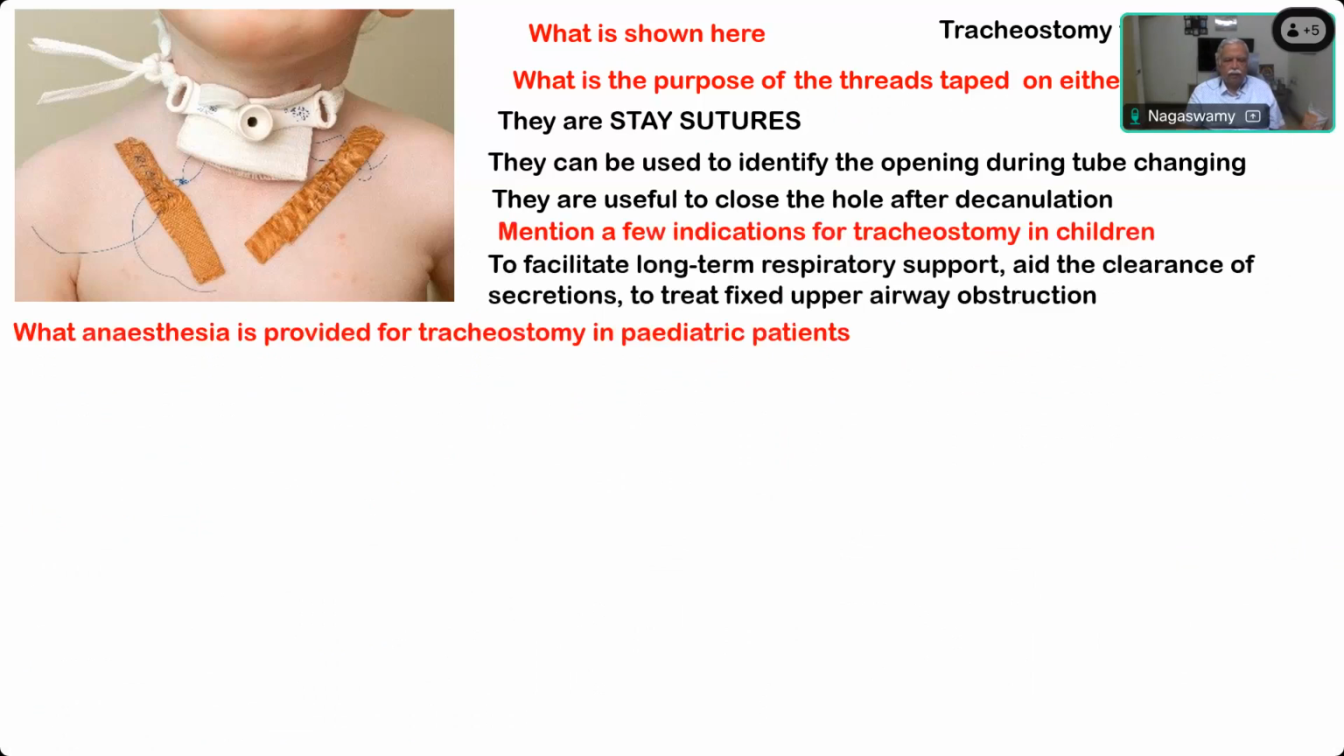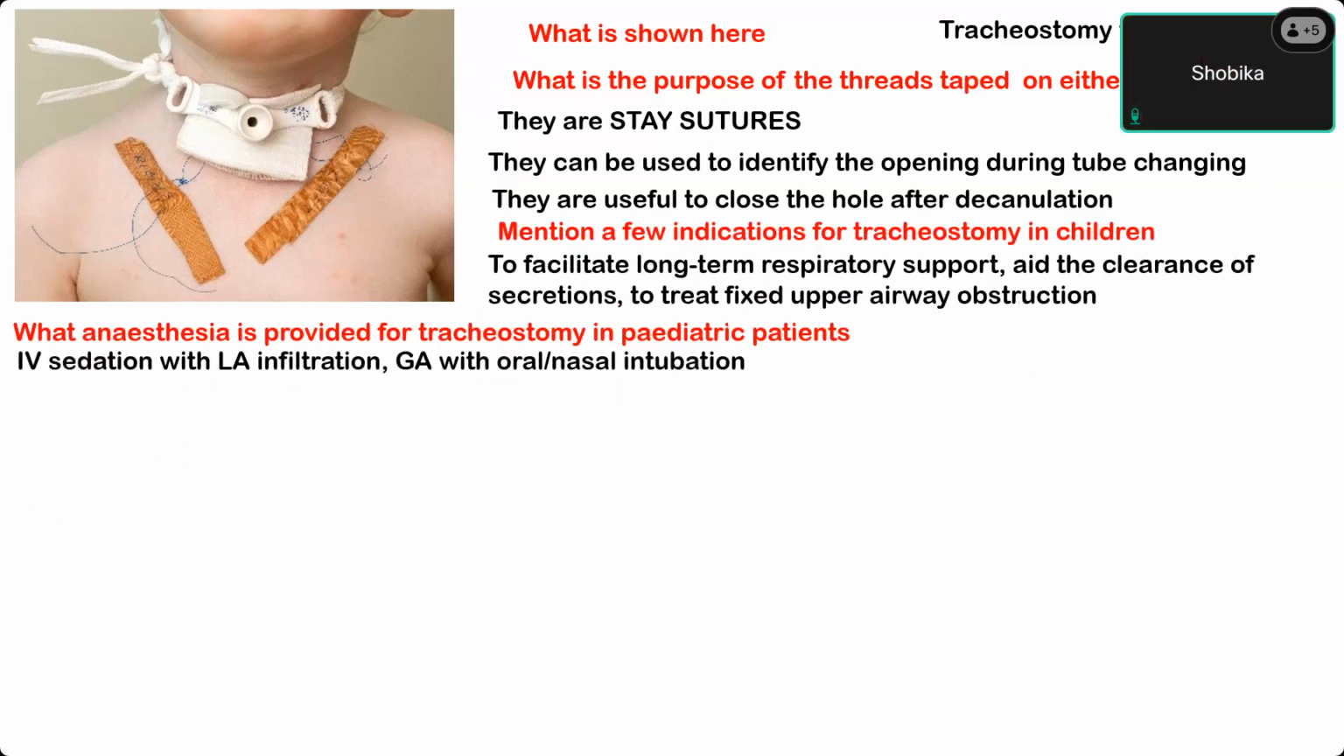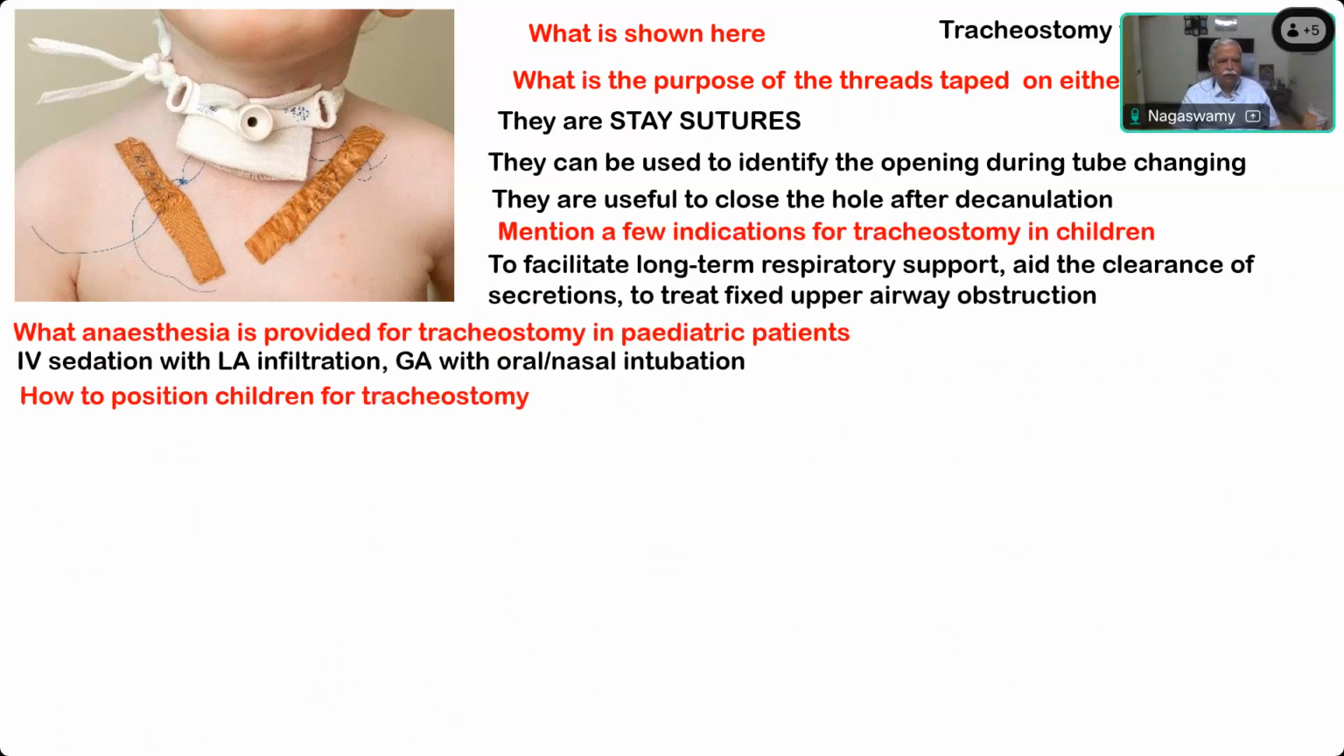What is the anesthesia provided for tracheostomy in pediatric patients? In adults, you can do it under local anesthesia. General anesthesia, IV sedation, LA infiltration, GA with oral or nasal intubation. Both can be done. How to position children for tracheostomy?